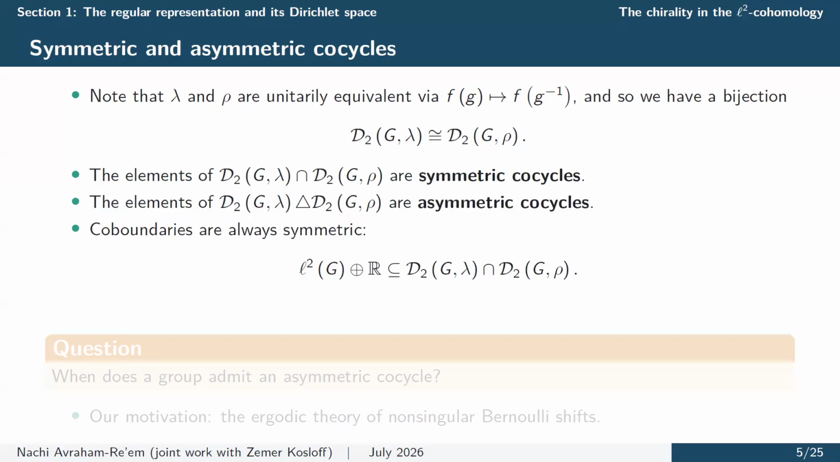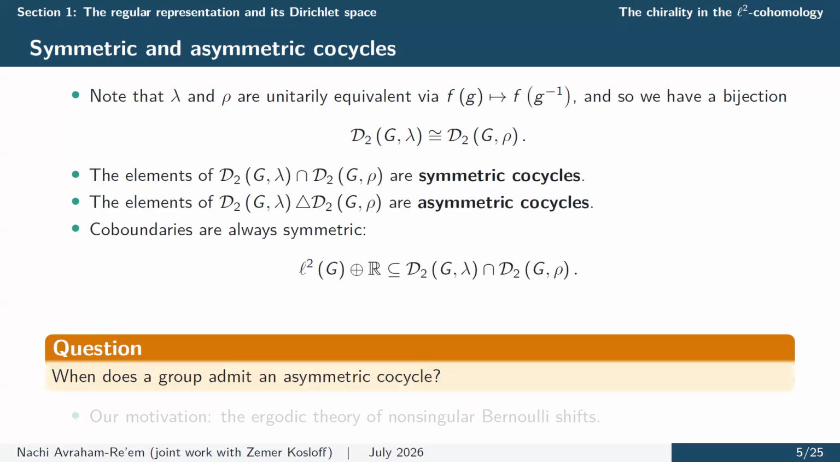So every group always has a symmetric cocycle in a trivial way, but what else? Let me suggest the first question: when does a group admit an asymmetric cocycle?